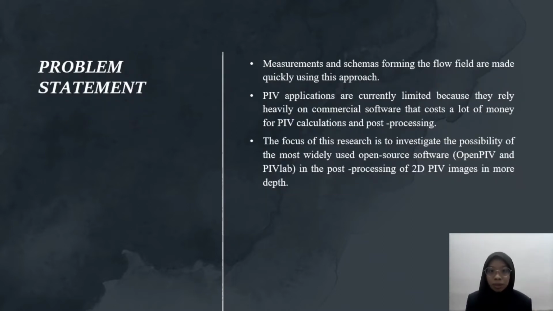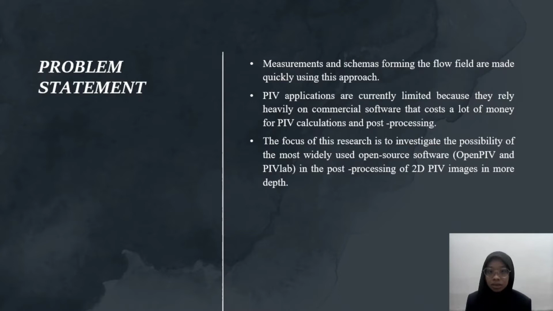Because of the benefits of using PIV, especially the ability to monitor unobstructed flow fields, most researchers are interested in learning more about this method. Measurements and schemas forming the flow field are made quickly by using a high power continuous laser, a DSLR camera, and an IoT device only. This method can be used to conduct research with PIV software.